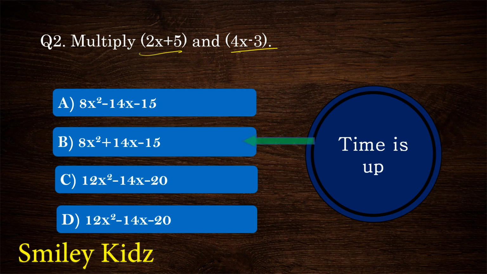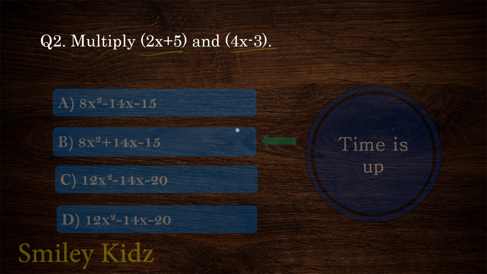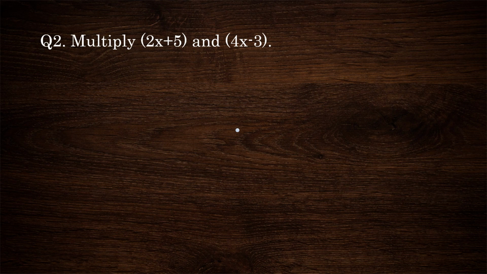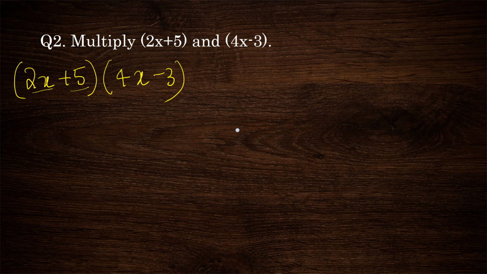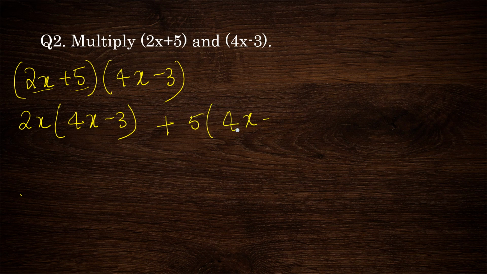Your time is up. And the right answer is option B, 8x square plus 14x minus 15. Let's see how. 2x plus 5 multiplied by 4x minus 3. So here in the first expression we have two terms, right? So we're going to multiply each term with the second expression, which is going to be 2x multiplied by 4x minus 3 plus 5 multiplied by 4x minus 3.